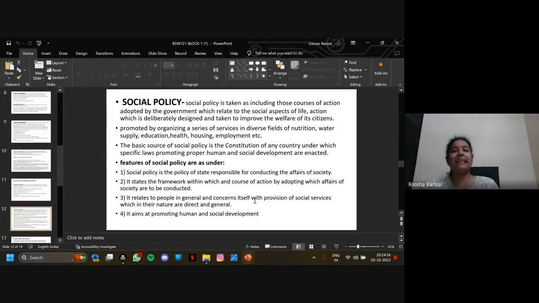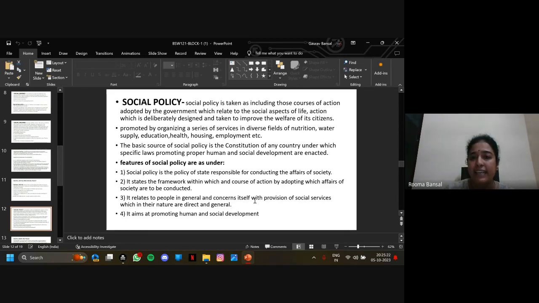Okay. Basically, social policy is a series of services in diverse fields like nutrition, water supply, education, health, housing, employment. Social policies are taken as including those courses of action adopted by the government which relate to the social aspects of life and action which is deliberately designed and taken to improve the welfare of its citizens. The basic source of social policies is our Constitution, and the Constitution of any country is the source of social policy of that particular country, under which specific laws promoting proper human and social development are enacted.